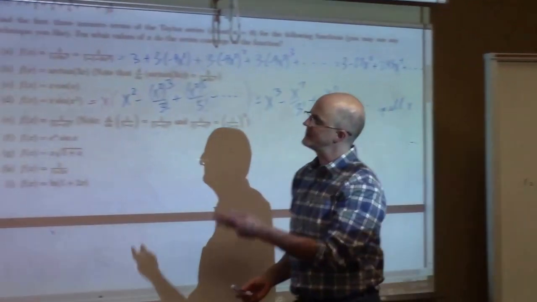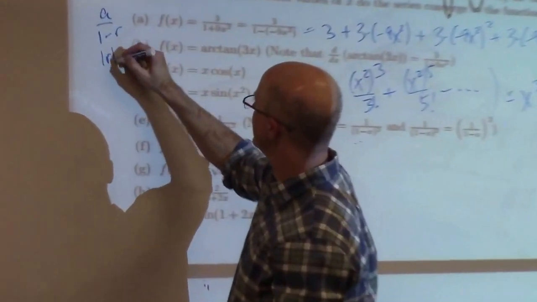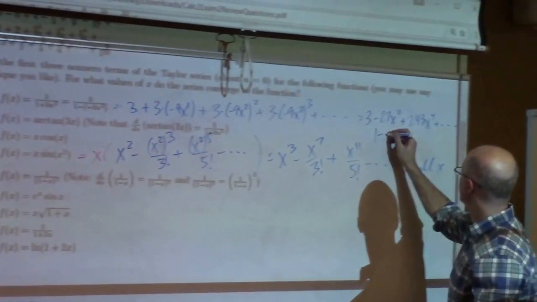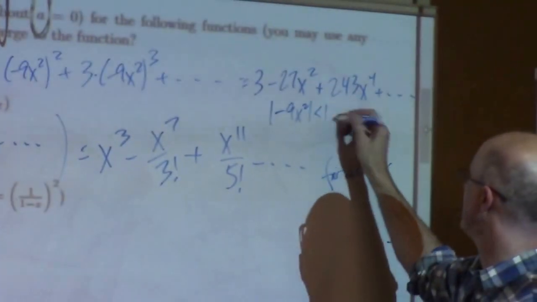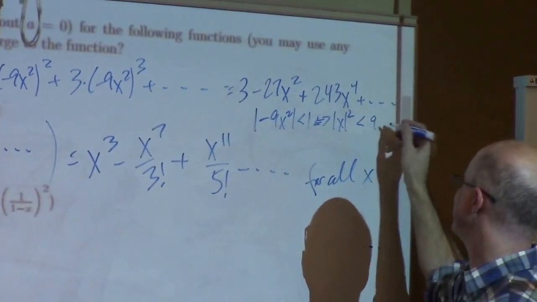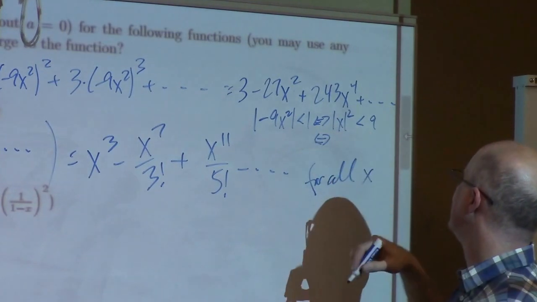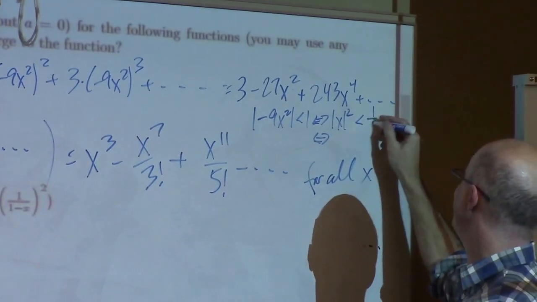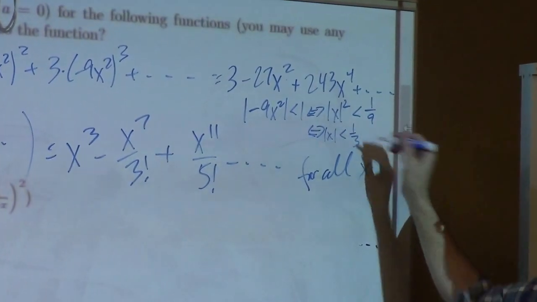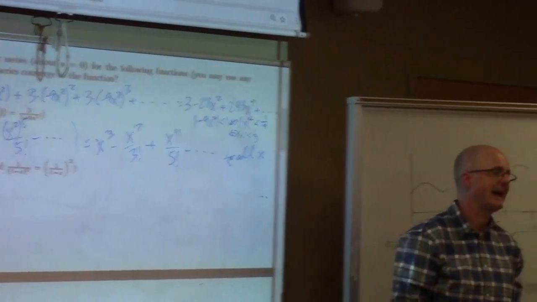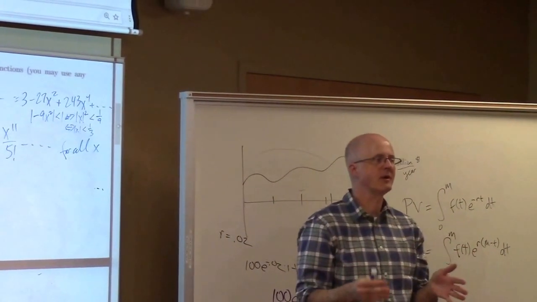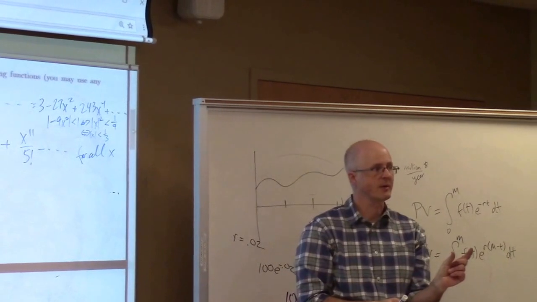You know the geometric series converges when the common ratio is less than 1 in absolute value. So the absolute value of negative 9x squared must be less than 1, which means the absolute value of x squared must be less than 1/9. Then take the square root: the absolute value of x must be less than 1/3. For this example A, the interval of convergence is from negative 1/3 to positive 1/3. The radius of convergence is 1/3.